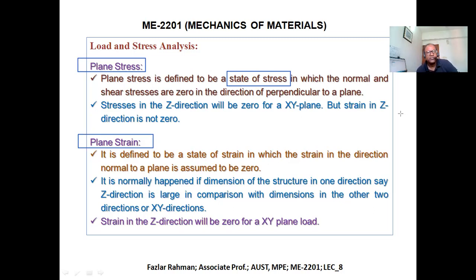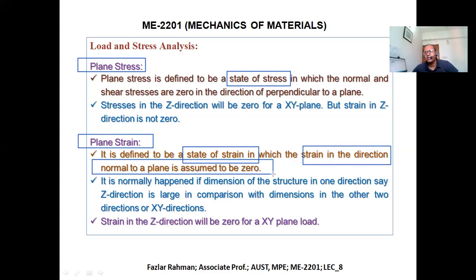The other thing you need to know is plane strain. What is plane strain? It is defined to be a state of strain in which the strain in the direction normal to a plane is assumed to be zero. What happens? Say, my phone, you think this is a metal plate. If I pull it in both directions in the xy plane, the thickness will gradually reduce. And ultimately, if you increase the force, it will break down, right?